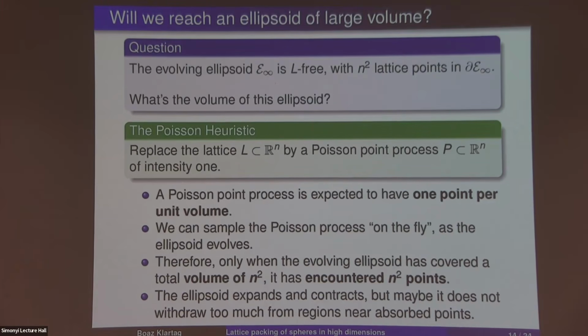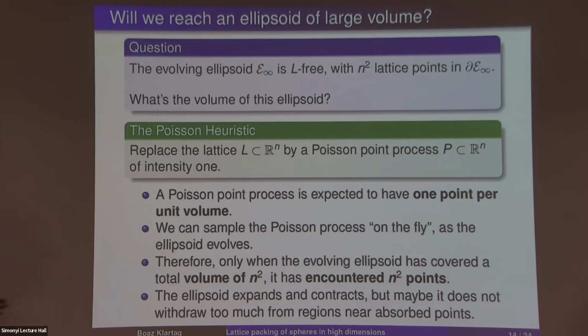And the nice thing is that if you have the evolution process of the ellipsoid, you don't need to declare in advance what the entire Poisson process is. You can sample the Poisson process on the fly. Whenever you encounter a new region in space, it's independent of everything in the past, so you can just flip coins and see, do I have points in this region?